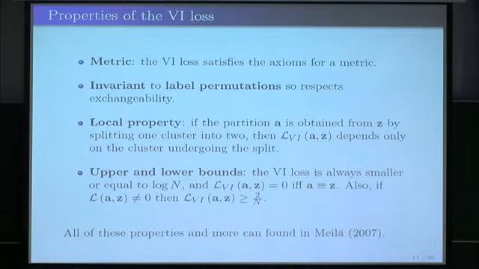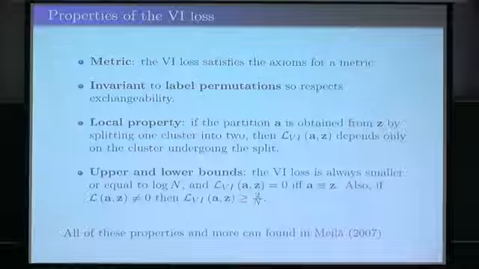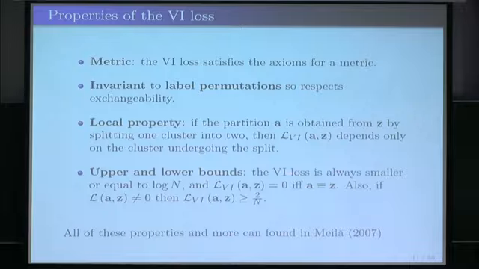Secondly, it's got this local property that if A is obtained from Z by splitting one cluster into two, so it's sort of locally changing the partition, then the loss only depends on the cluster that's been split. That turns out to be nice when we do the minimizing of the expected loss. Also, the VI loss is always smaller or equal to log n, and it's 0 if A is identical to Z, up to permutations of labels.